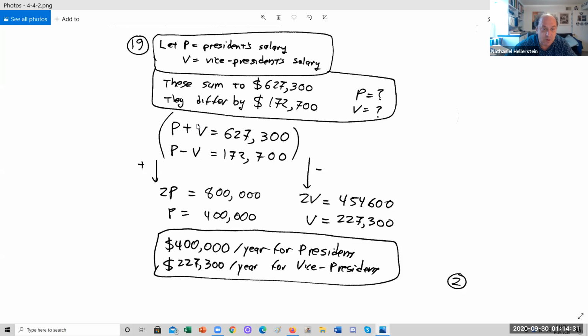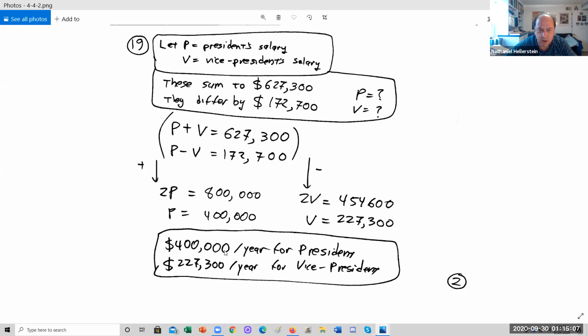Again, we can solve by adding equations and subtracting them. If we add equations, the V's cancel, leaving only a 2P. On the right, this plus this makes 800,000 even. So P is half of that, 400,000. We can solve for V by subtracting equations. P minus P cancels. V minus a negative V is V plus V is 2V. And these differ by 454,600. So dividing by 2, V equals 227,300.